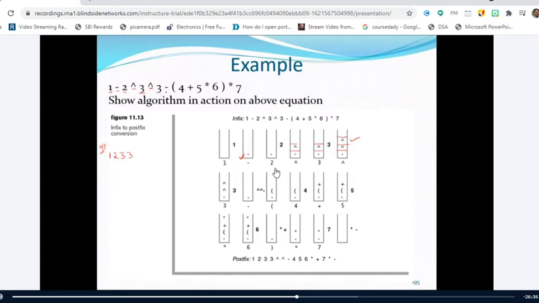Next, I have come across minus. Compare the priority of minus with cap. Since the cap is having the highest priority, it won't allow minus to sit over it. So you have to perform 2 sequential operations. You have to pop the cap and place it in the output. And again, you are left with minus and cap. Right, this is completed.